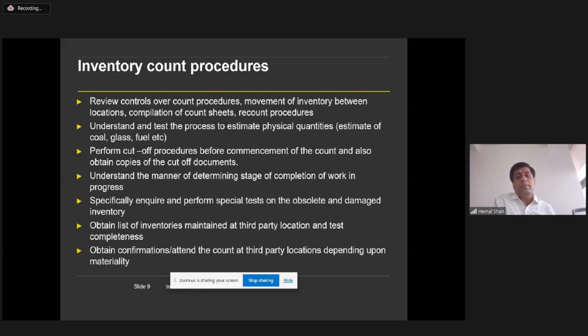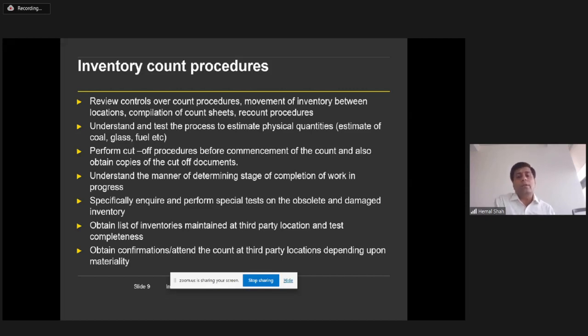Getting a list of inventory maintained at third party is also very critical. Ensuring completeness, checking what are the controls for inventory lying with third party is quite critical. And finally, if you can also do physical verification at the third party's site. Getting confirmation from a third party is definitely critical, but if as an auditor you feel that significant inventory is lying with the third party, then it becomes critical for the auditor to physically verify that site as well, even though it is not directly within the premises of the company.